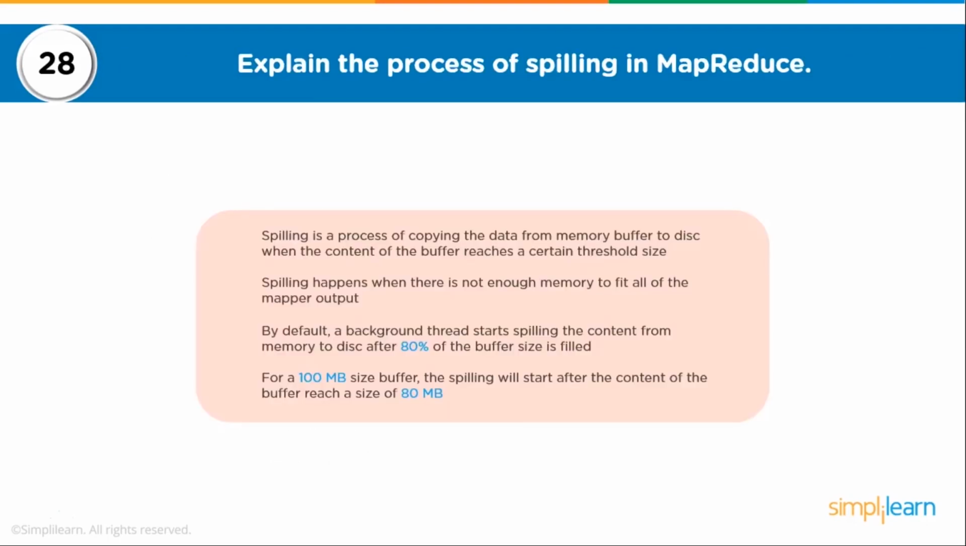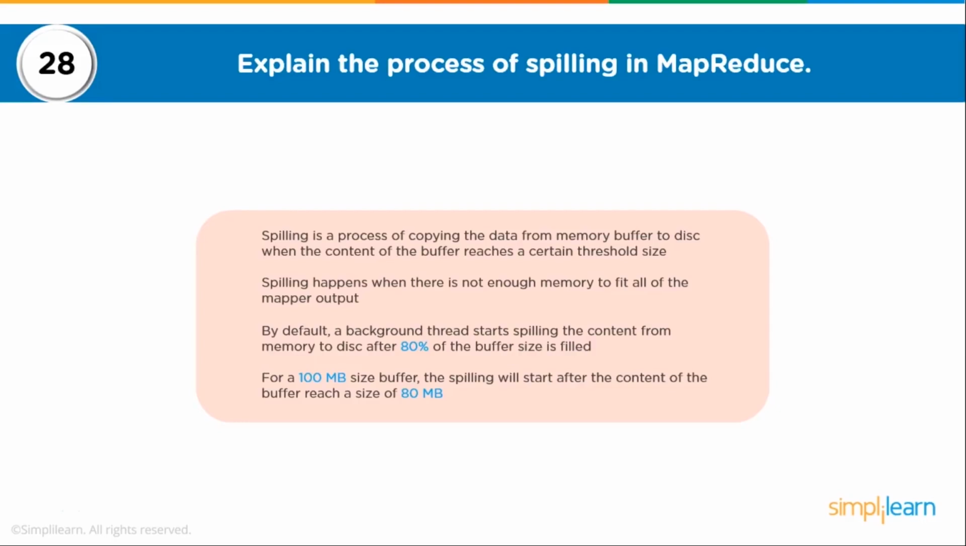What is the process of spilling in MapReduce? What does that mean? So spilling is basically a process of copying the data from memory buffer to disk when the buffer usage reaches a certain threshold. If there is not enough memory in your buffer, then the content which is stored in the buffer or memory has to be flushed out. So by default, a background thread starts spilling the content from memory to disk after 80% of the buffer size is filled.